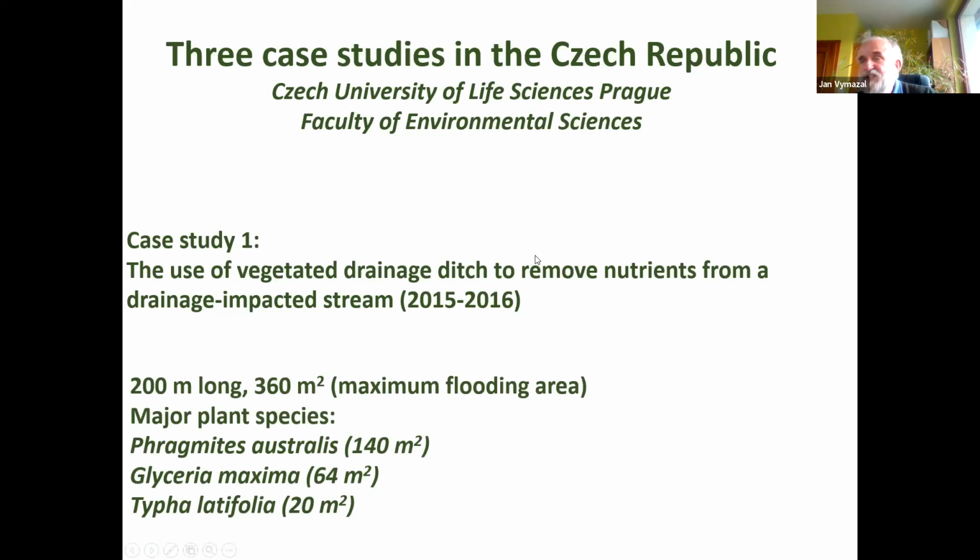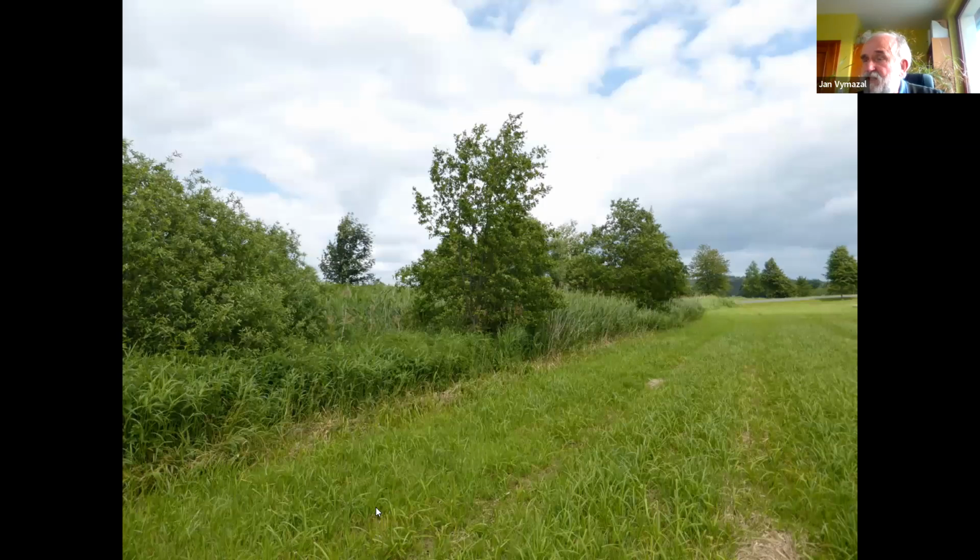So just the basic information, the ditch was 200 meters long, and the maximum flooding area was about 360 meters. So that means that it's about less than 2 meters wide. And there were 3 major species naturally growing: Phragmites australis, Glyceria maxima, and Typha latifolia. Those are very common wetland plants which grow in the Czech Republic. So that's very, very simple. So this is the ditch.